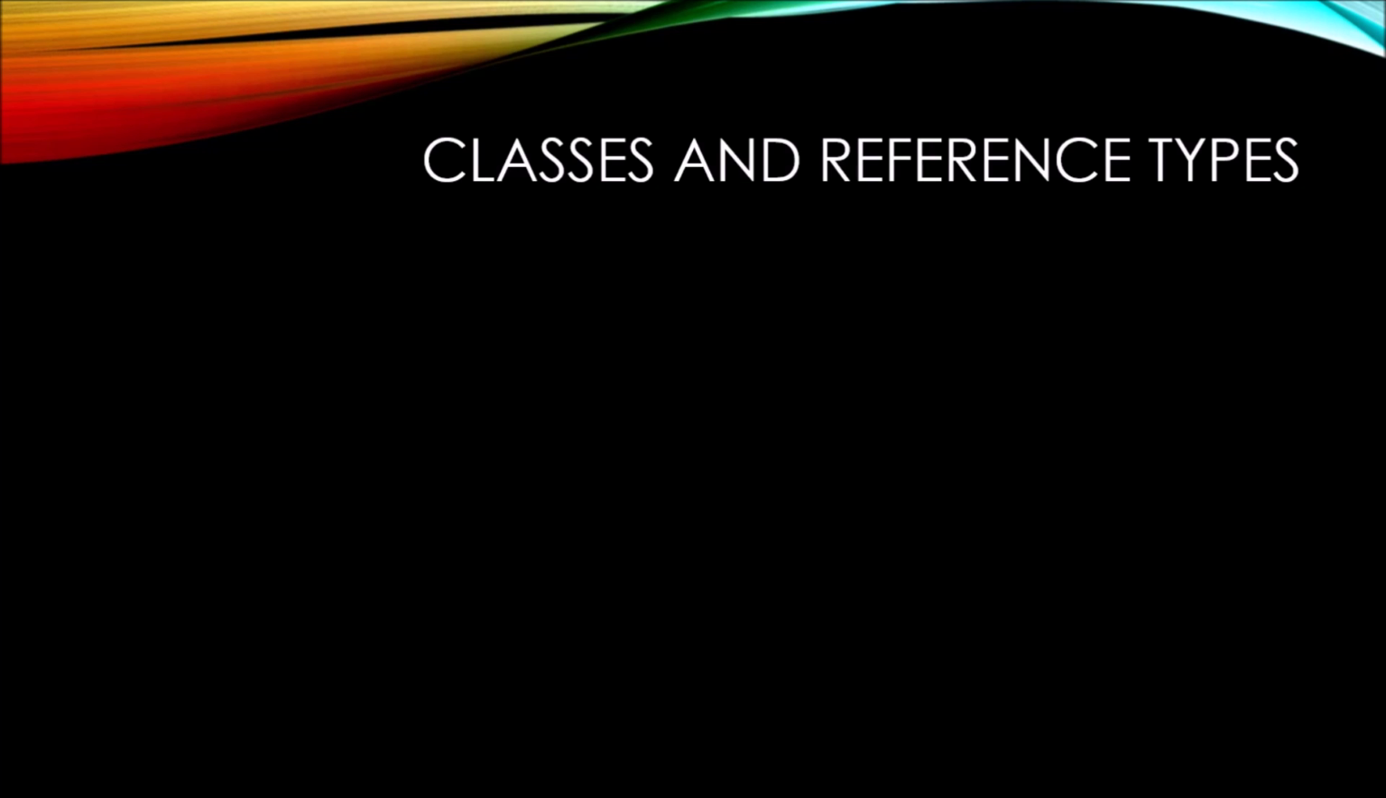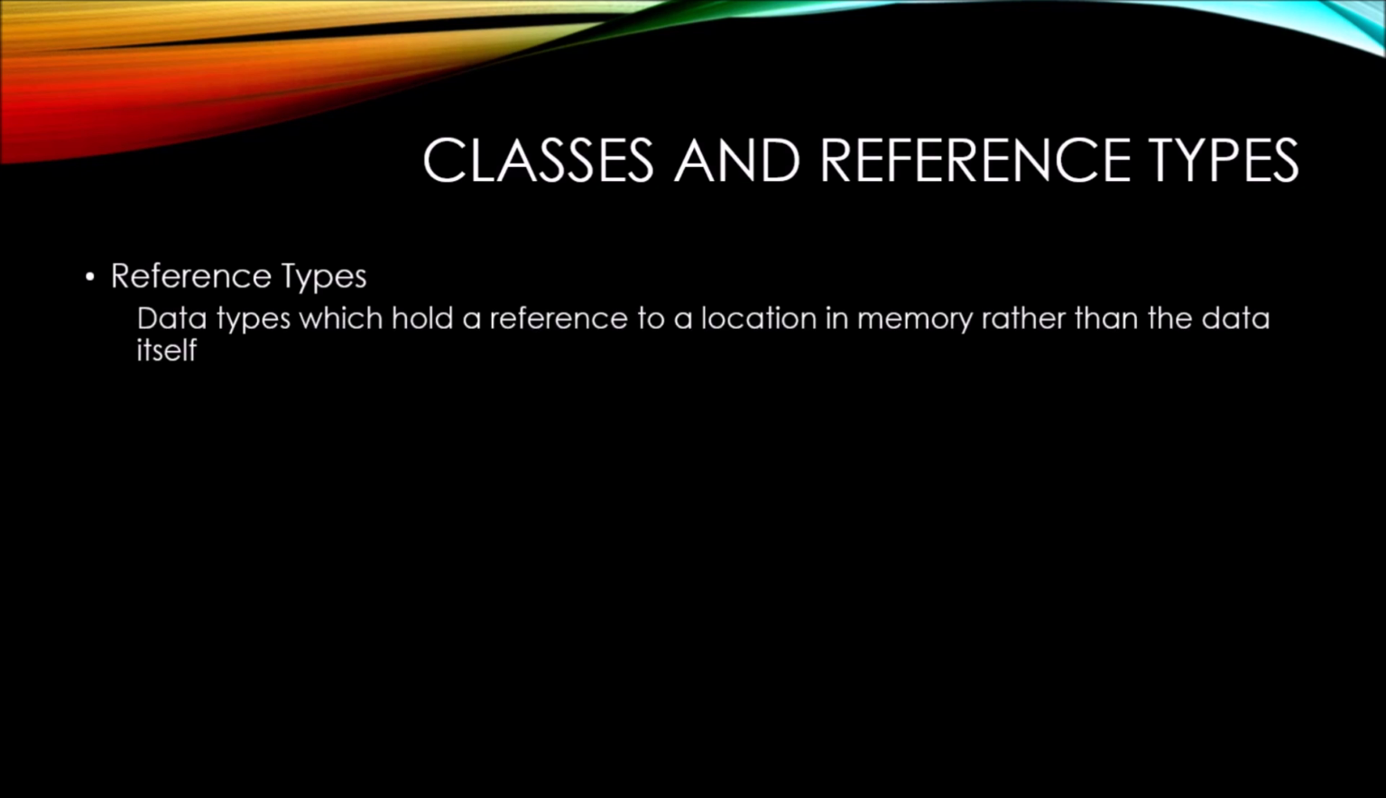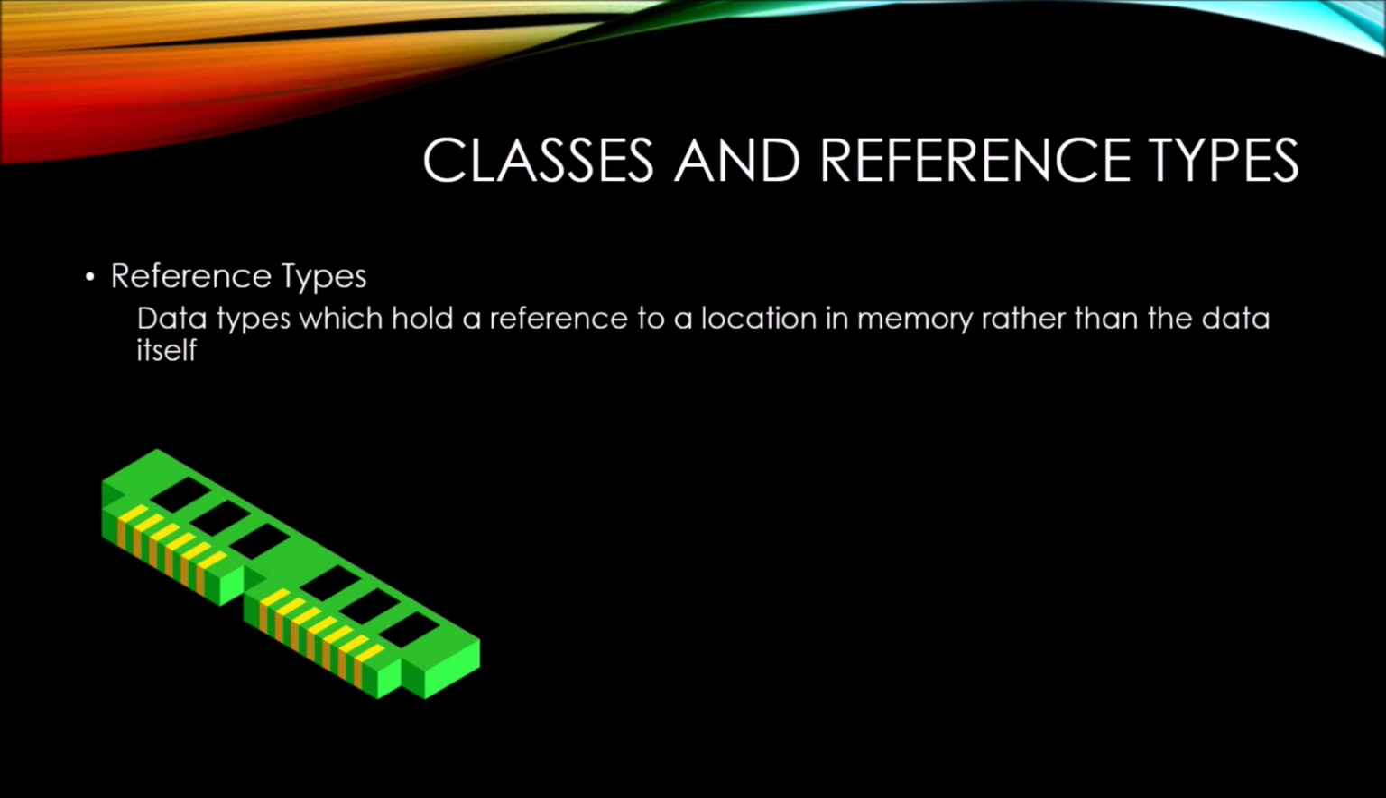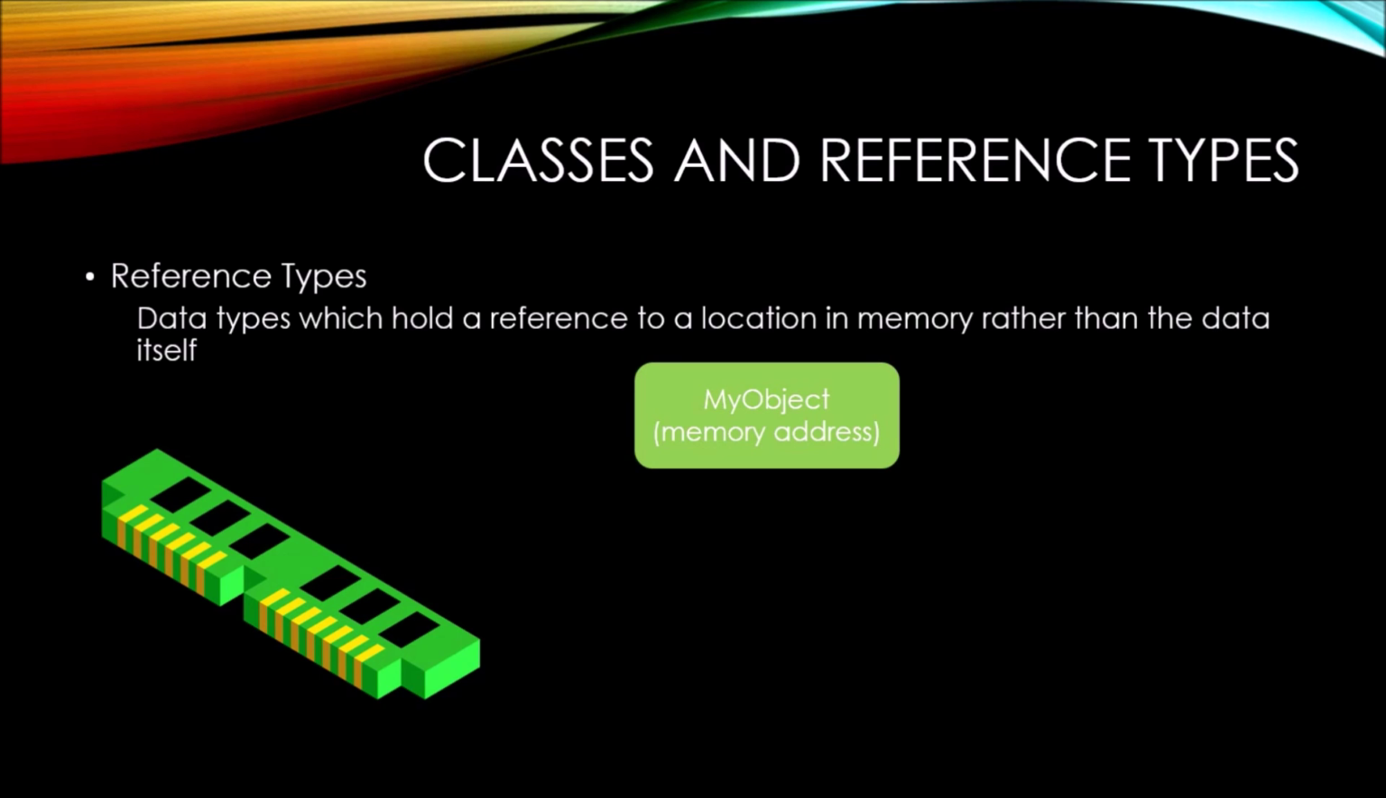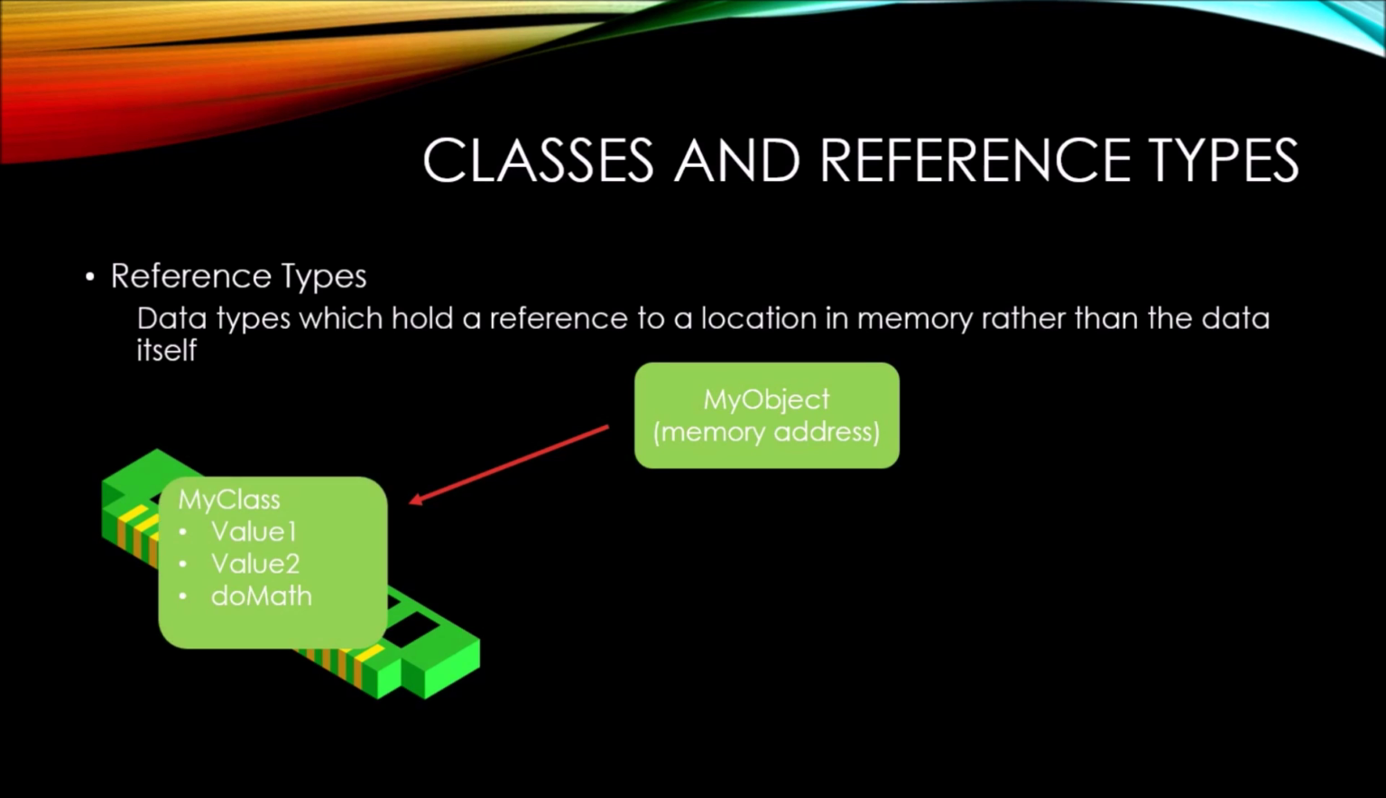Reference types are slightly different though. Reference types are data types which hold a reference to a location in memory rather than the data itself. So if you have your memory on your computer and you go and create a variable, say myObject, what's going to actually be contained in this myObject is a reference somewhere to a spot in memory, or a memory address. And that spot in memory is going to actually contain the data of the myClass object.